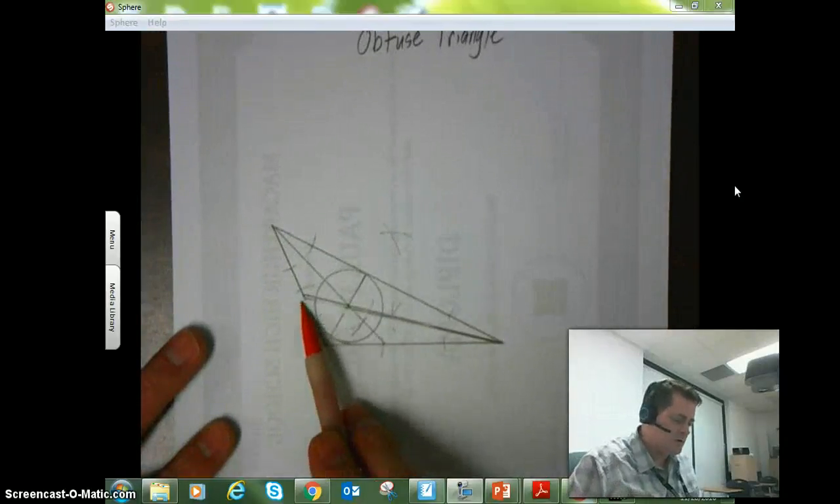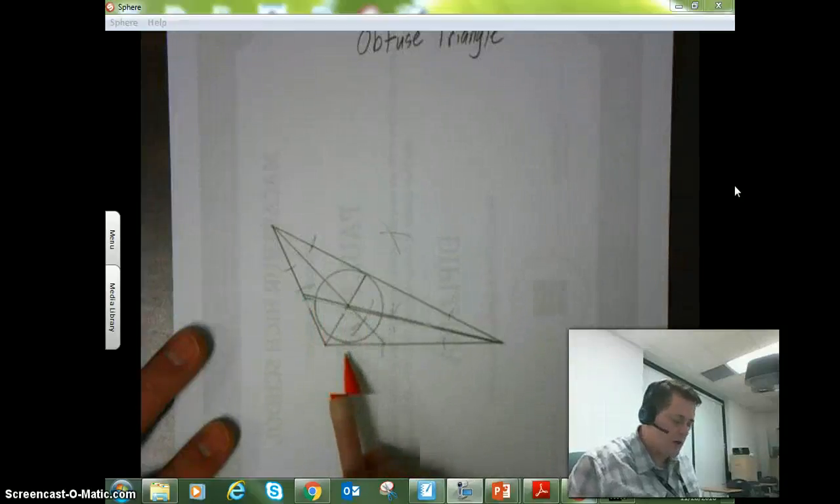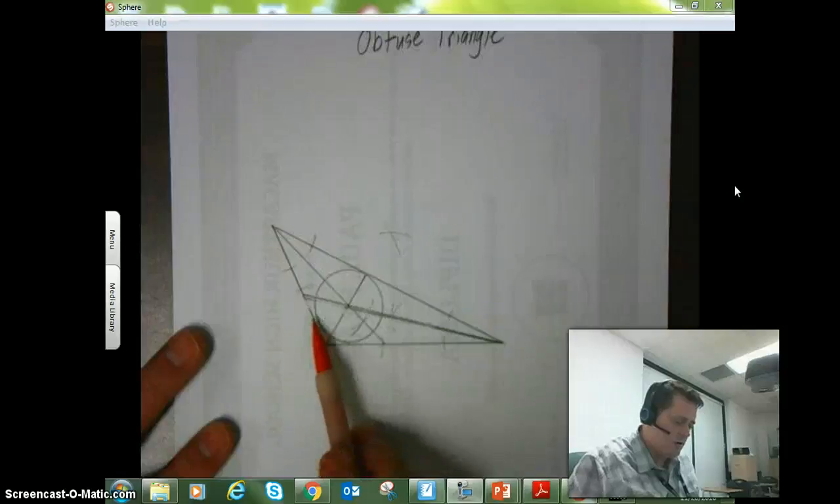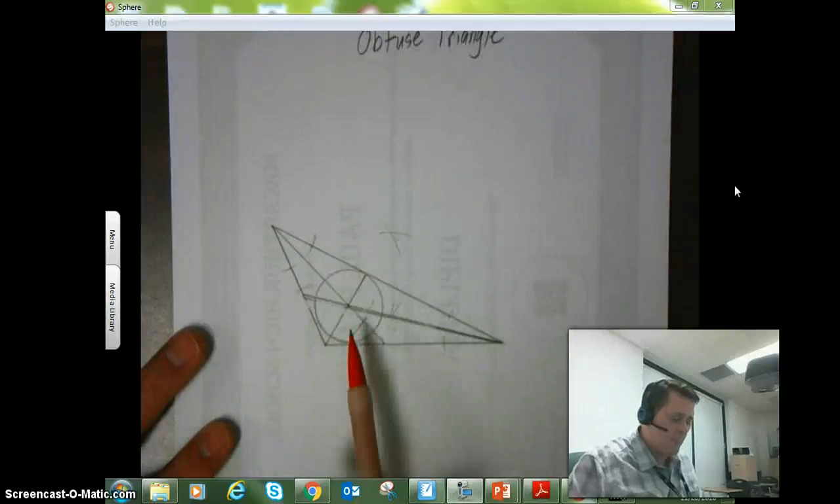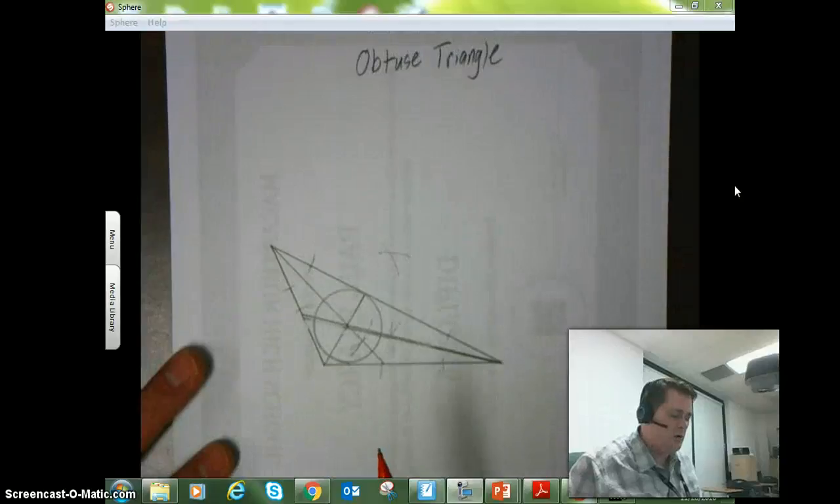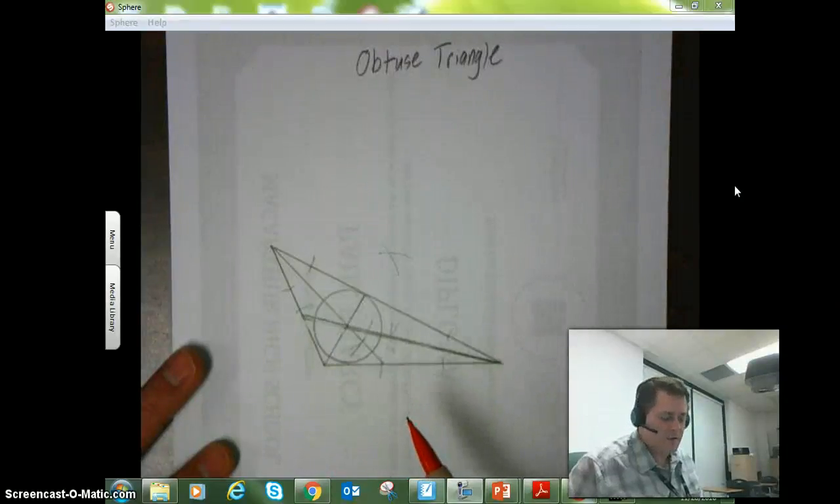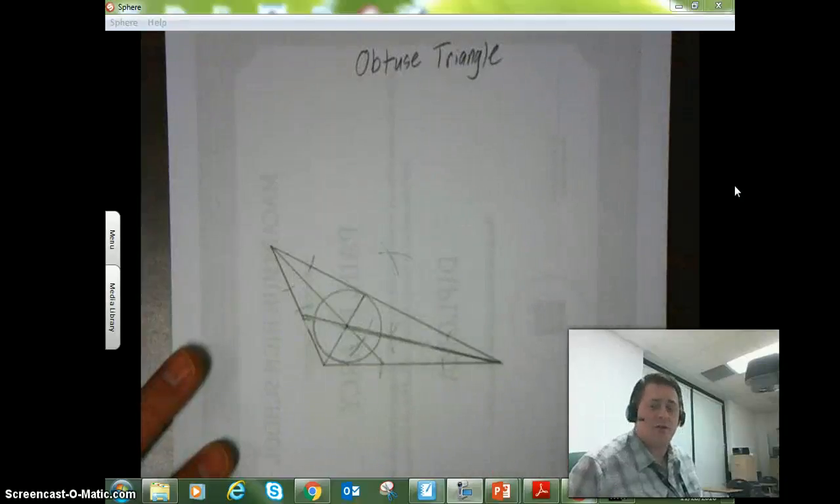Now this one I messed up a little bit here. You can see I missed my incenter a little bit. I had to erase, and I'm off just a little bit here and here. But the reason why I wanted to make sure that you saw the right triangle and the obtuse triangle is to illustrate that the point of concurrency for the angle bisectors, the incenter, must always be inside of the triangle. Not all of our points of concurrency will be inside of the triangle, but this is one of them that will be.